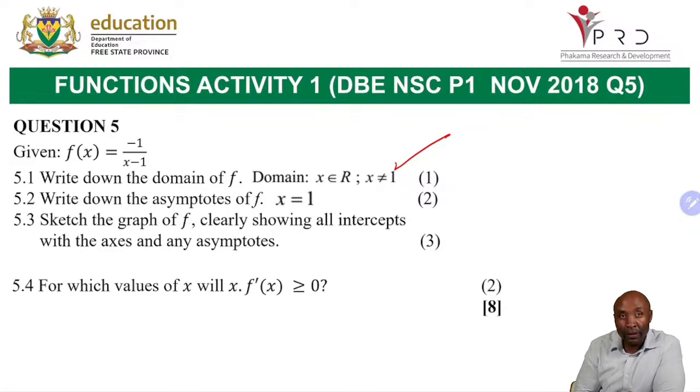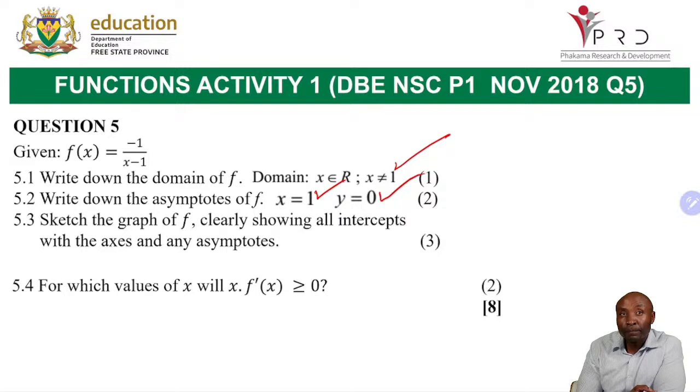X minus 1 should be equal to 0, and this will give our x as 1. That's our vertical asymptote, and our horizontal asymptote is given by y is equal to 0. We have our 2 marks. We need to sketch the graph. In order for us to sketch the graph, we need our x-intercept as well as our y-intercept.